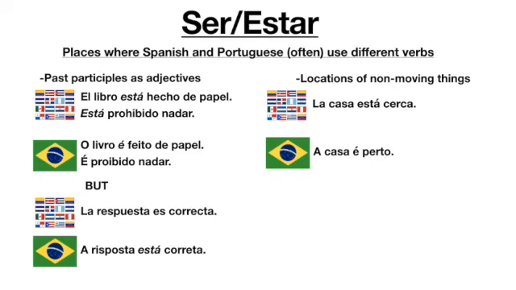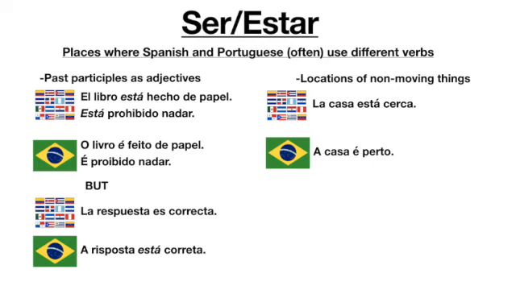The same thing if I say something like it's forbidden to swim. In Portuguese, I say é proibido nadar. If I say it in Spanish, I say está prohibido nadar. So they use different ones, but we can see that the inverse happens as well. So if I have a sentence like the answer is correct, in Spanish I have la respuesta es correcta, but then in Portuguese I have a resposta está correta. So in Spanish I use ser, and in Portuguese I use estar.